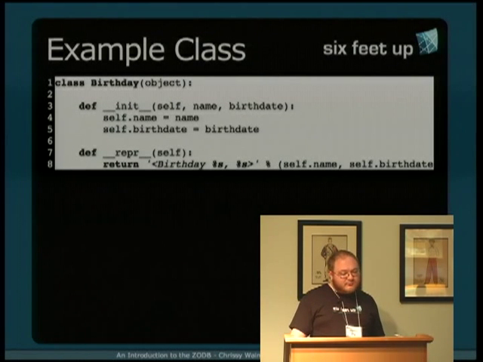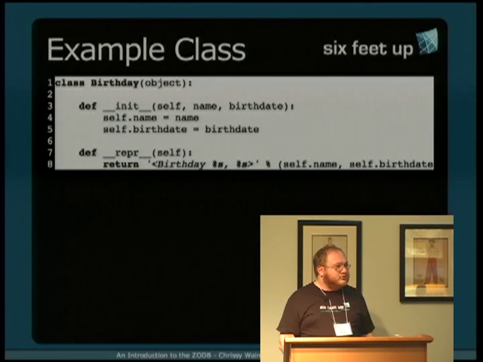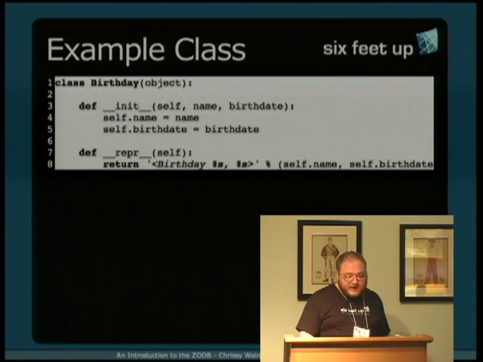So here I'm making an example class. This is just a dummy class to kind of show off some of the interactions. We have a birthday object that just has a name and a birth date, which in my examples will be a string. And it has a representation method that will just print out the name and the birth date.